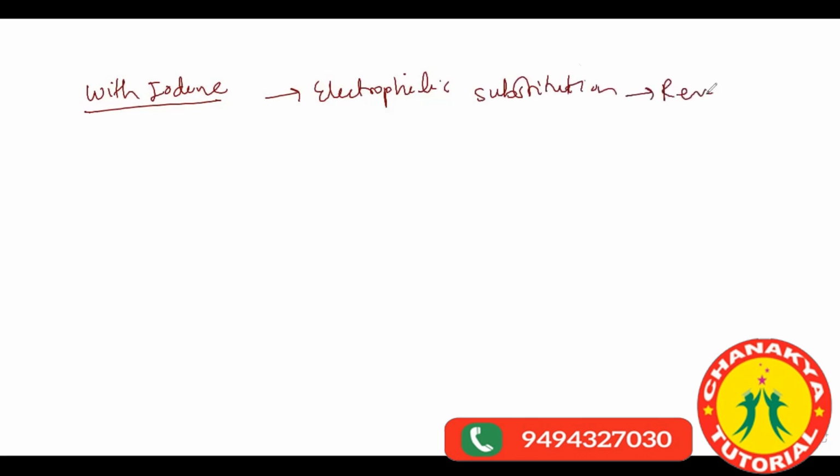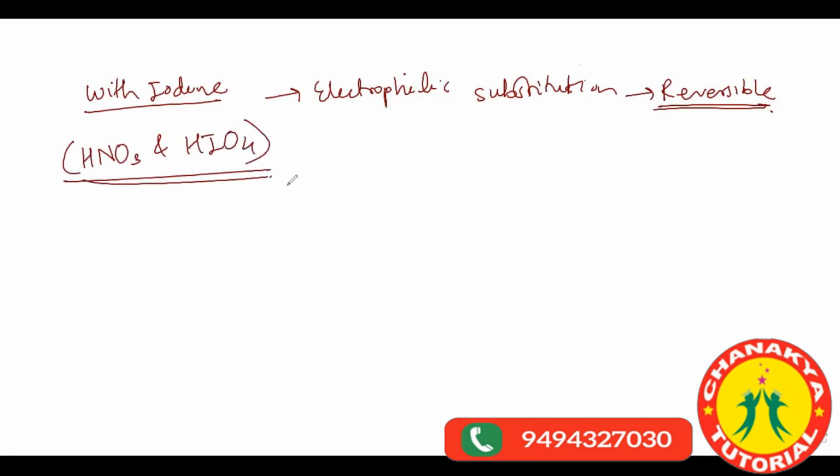With iodine, this electrophilic substitution is a reversible reaction, right? And as it is a reversible reaction, we have to use an oxidizing agent. What are the oxidizing agents? HNO3 and HIO4. These two oxidizing agents we should use.